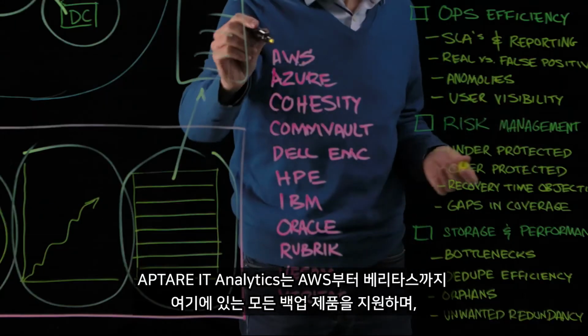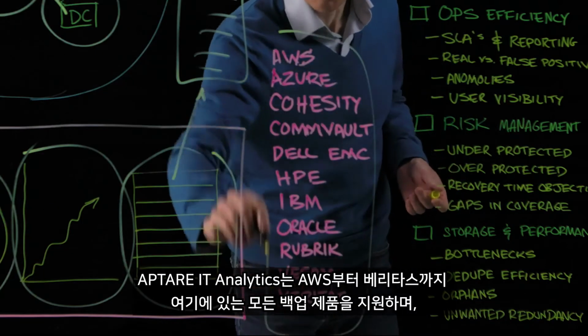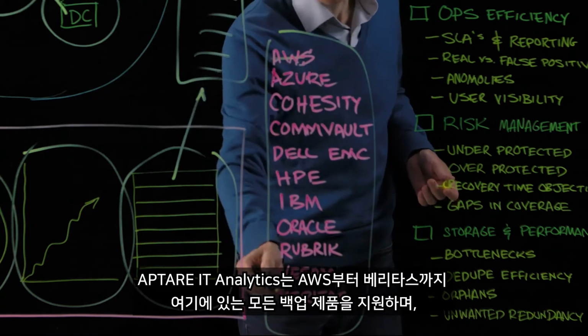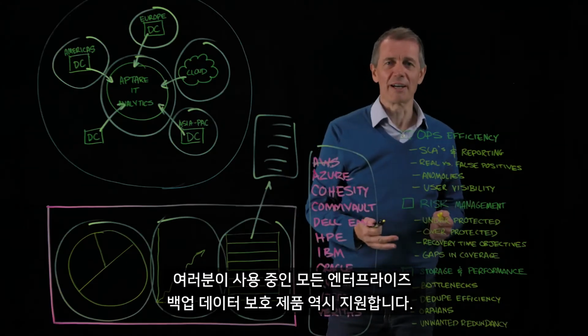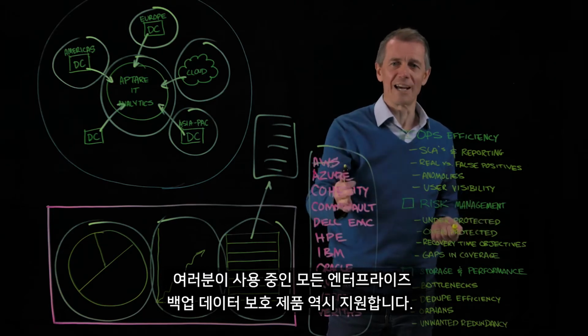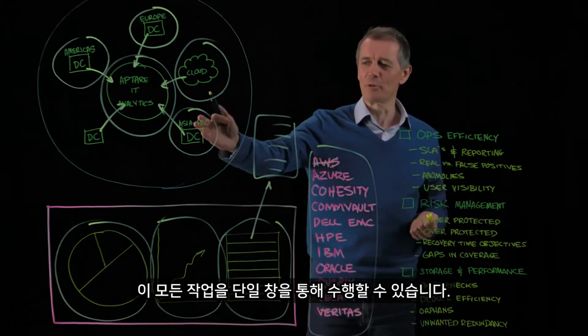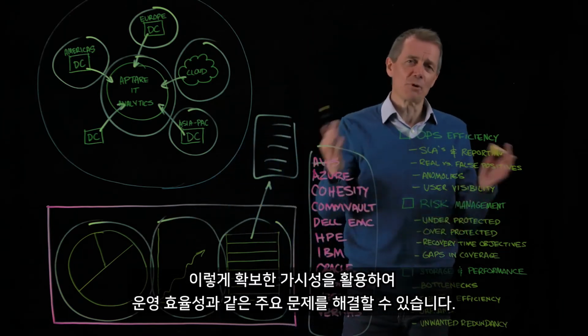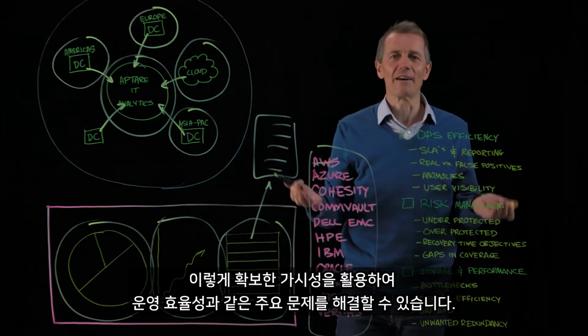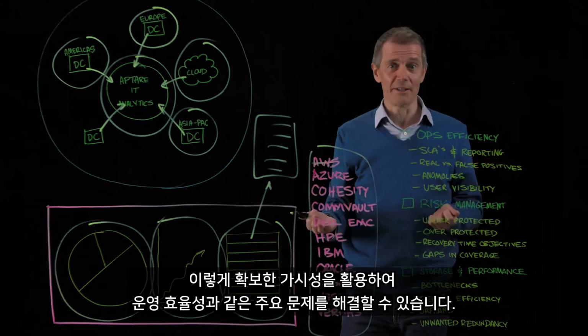So the backup products that we support, it's all the way from AWS to Veritas and everything in between. Typically, whatever enterprise backup data protection product you're using, we have it covered. It's all in that single pane of glass. It's rolled up together, all in one place. So what can you do with that data, with that visibility? What are the problems that that lets you solve?